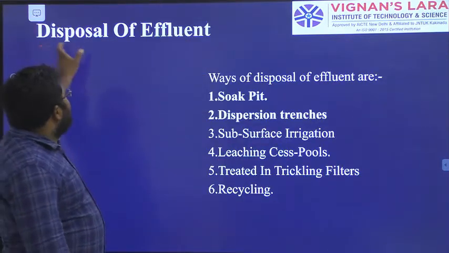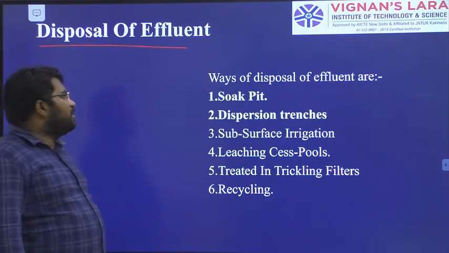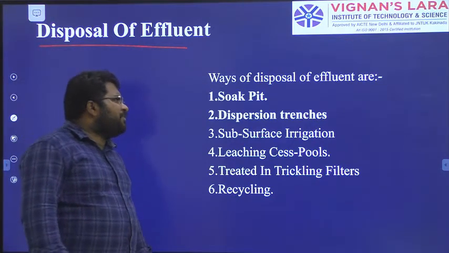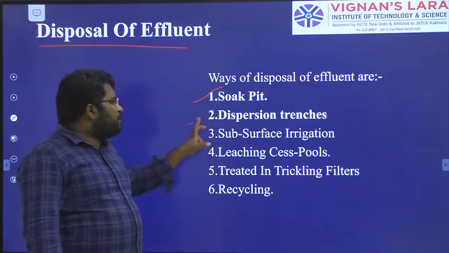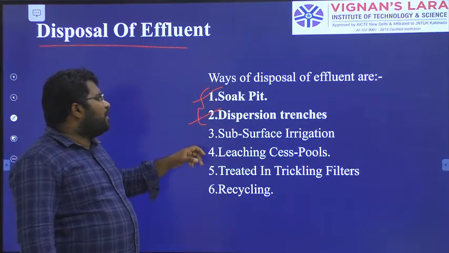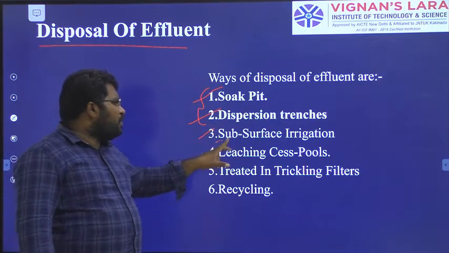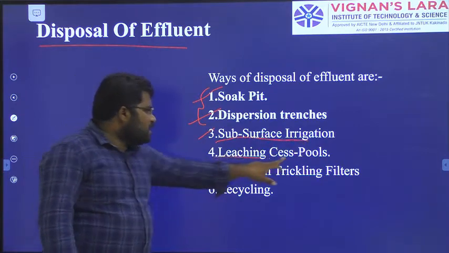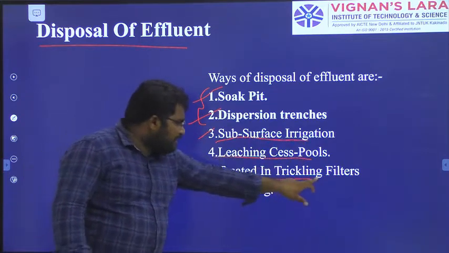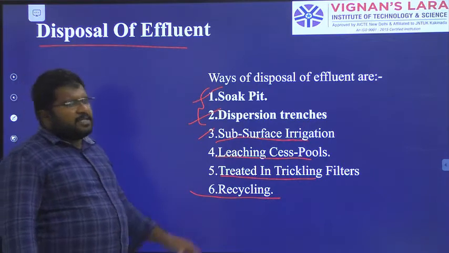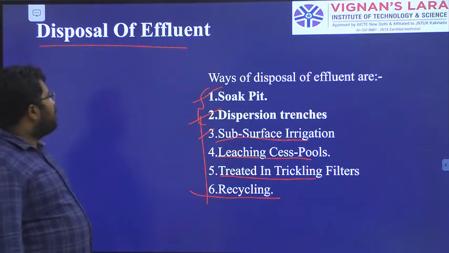Next, the disposal of effluents. The different ways of disposal of effluents are soak pit and dispersion trenches. These two are very important. The remaining ones are subsurface irrigation, leaching cesspools, treatment in trickling filters, and recycling. These are the different ways of disposal.